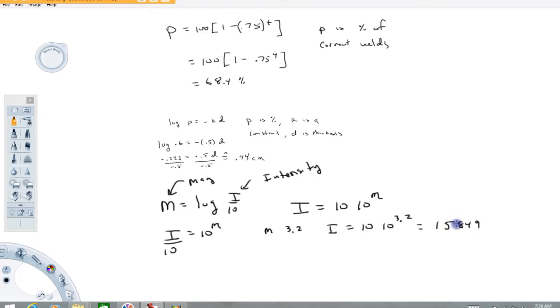Does it say anything about units? The intensity of shock wave is constant. I don't see anything unit-wise. We'll just leave that alone then. We're not going to need it to actually answer the question. If the magnitude is 5.8, then the intensity is going to be 10 times 10 to the 5.8. If you want to just write that as 10 to the 6.8, that would be fine.